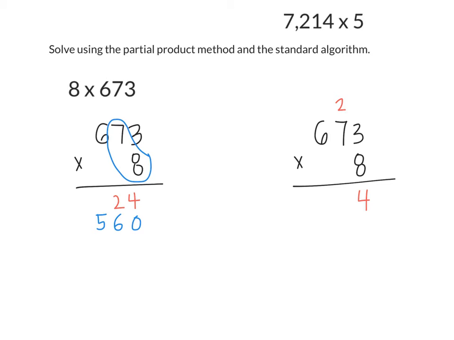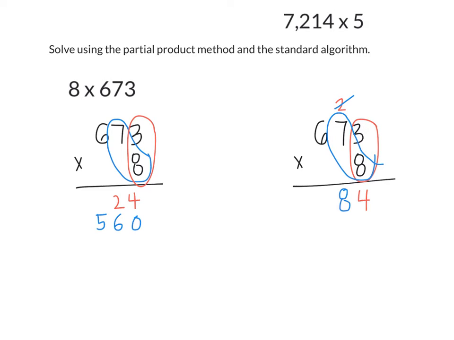What do I need to think about next for the standard algorithm? I already did. For both, I started by thinking about 3 times 8, right? What do I have to do next? You have to also think about 7 times. I also have to think about 7 tens times 8, which is 56 tens. But I had 2 tens from above.